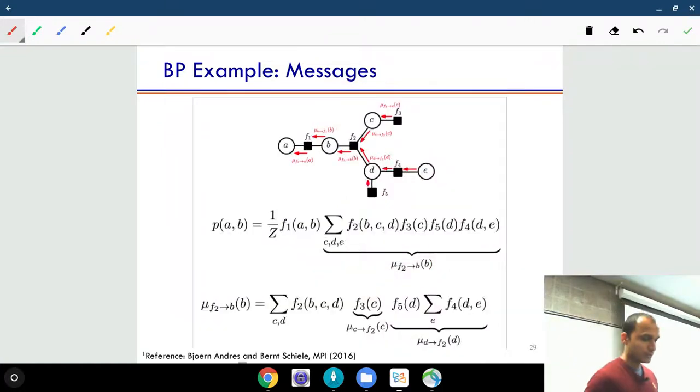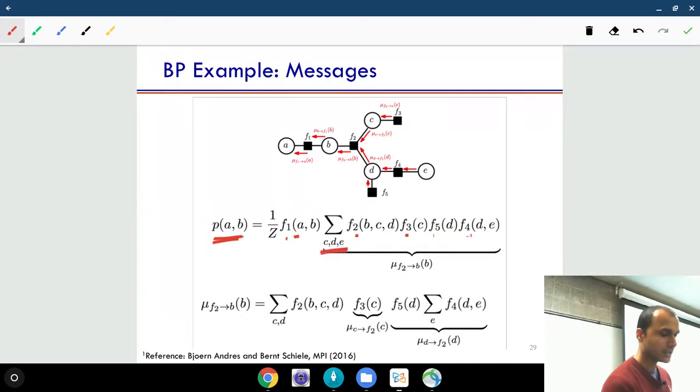Okay, so let's intuit what the message could be, based on the variable elimination concept itself. So P of A comma B, we said we know the factorization, right? This is the factorization: f1, f2, f3, f4, and f5.